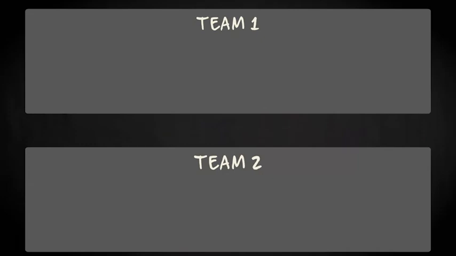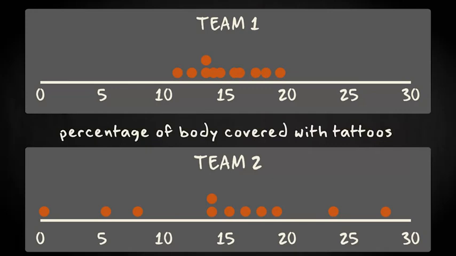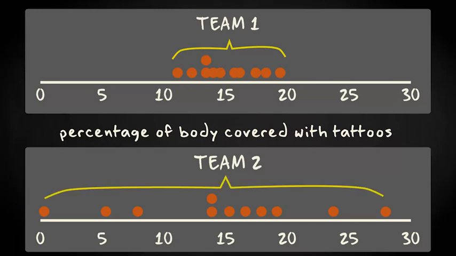Imagine two football teams. What you see here are dot plots, representing the distribution of the variable percentage of body covered with tattoos in these two teams. The horizontal line represents this variable, and the dots stand for the 11 individuals in each team. The players of Team 1 have covered about 10 to 20% of their bodies with tattoos. In the second team, the players differ much more from each other in terms of their tattoo density. The percentage ranges from 0 to about 30%.